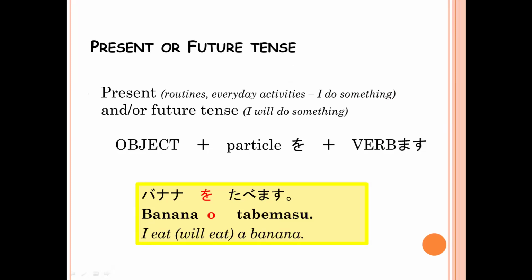So this is a positive sentence. It ends with masu. So: I eat a banana. I will eat a banana. For both cases, you can say Banana o tabemasu. If somebody asks you, did you eat a banana? You say, Banana o tabemasu, like that, as the answer.